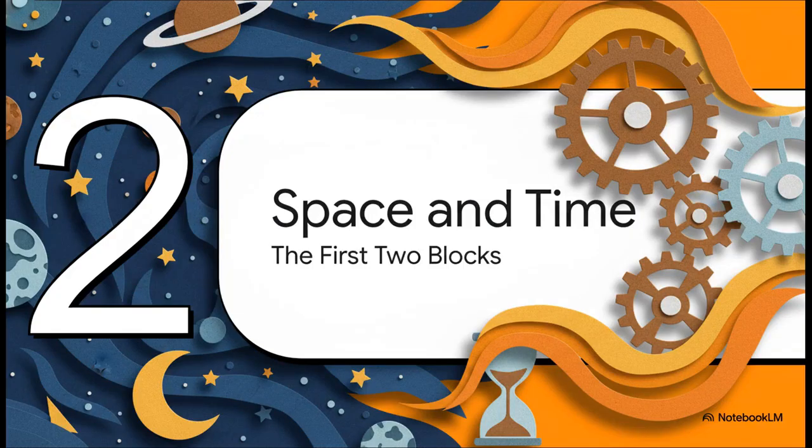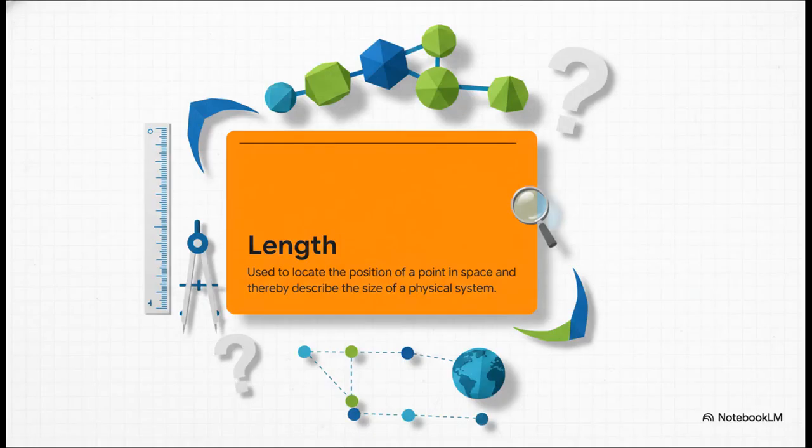Okay, so first things first, we need to set the stage for our analysis. Let's start with the 2 quantities that define the physical world our problems exist in: space and time. First up is length. Now, the formal definition says it's used to locate a point in space and describe a system's size. But really, it just answers 2 simple questions. Where is it, and how big is it? It gives us the geometry, the scale of whatever it is we're looking at.